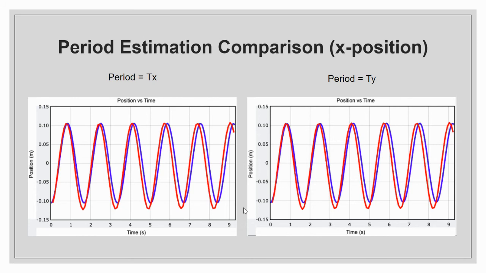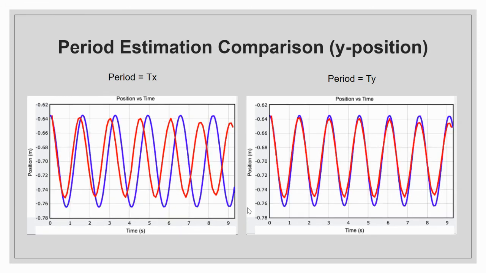This is the comparison between the x position using both the period found using position data in the x direction and the period found using position data in the y direction. They look very similar. However, when we use both periods to simulate the y position, there's a drastic difference. It's clear that the period in the y direction produces results that match the observation data much better.